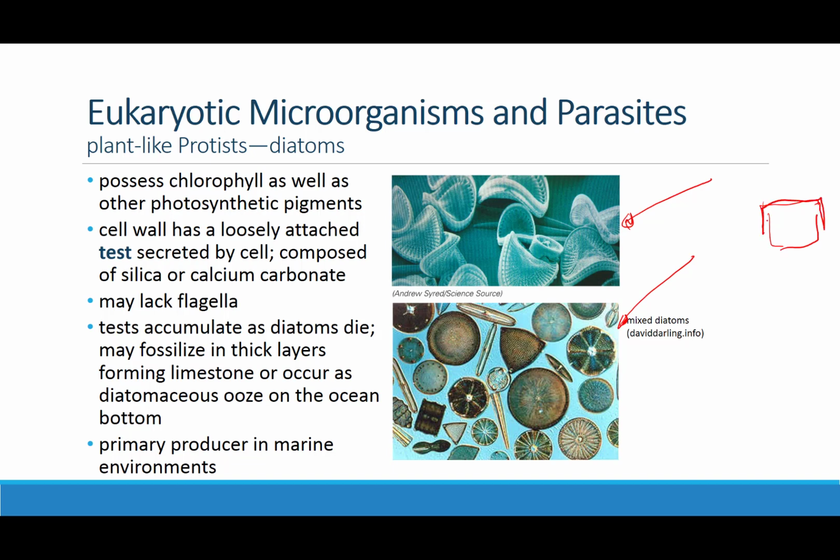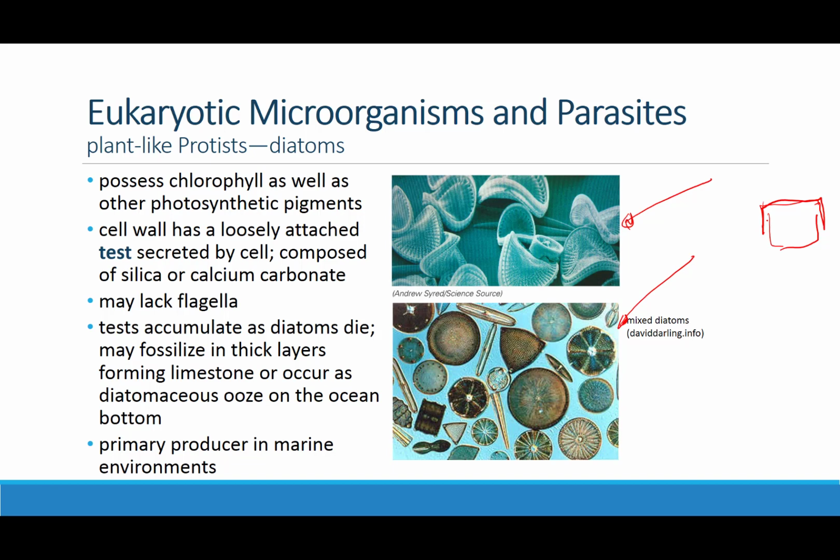So when they're reproducing, one cell gets one half of the test, the other cell gets the other half, and they produce a new test to match the old test that they have. And the test may be composed of silica or of calcium carbonate. Many of them lack flagella, so they don't have a way to motivate themselves around. But they are planktonic, so they remain up in the water column. They're light enough that they don't fall out.